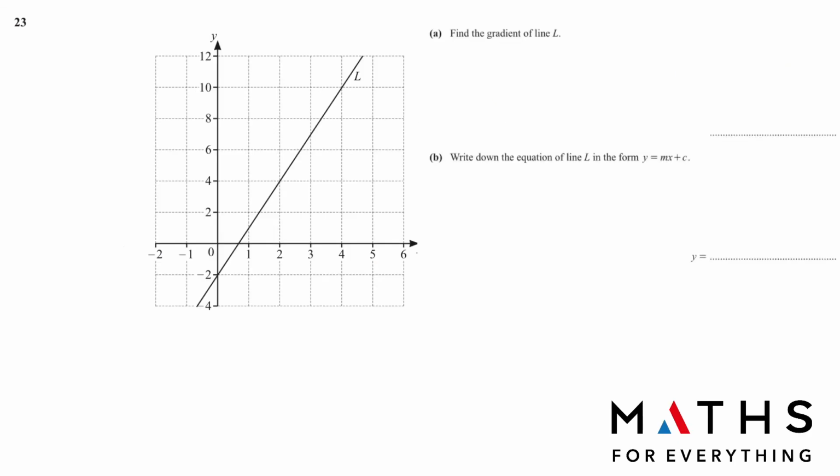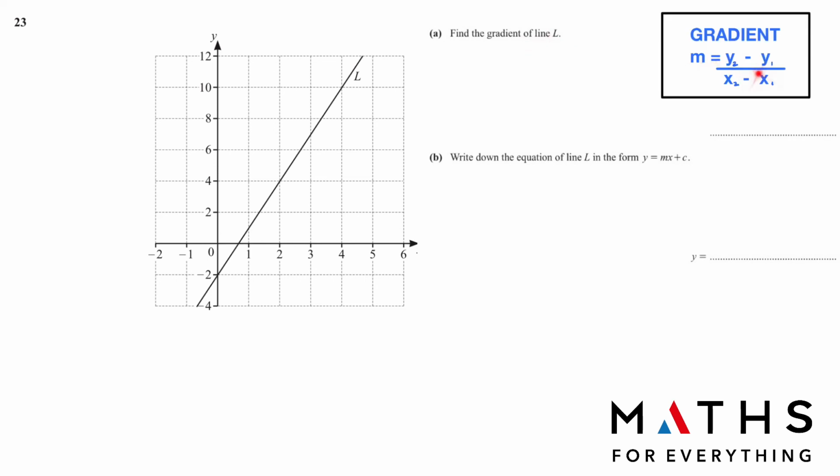Question number 23. We have been given one line and we have to find the gradient of this line, line L. To find the gradient, we use the formula y2 minus y1 divided by x2 minus x1. We need 2 points. Always look out for points where the square corners are. This one, or this one, or this one. The vertices of that corner, it is easier to use these points.